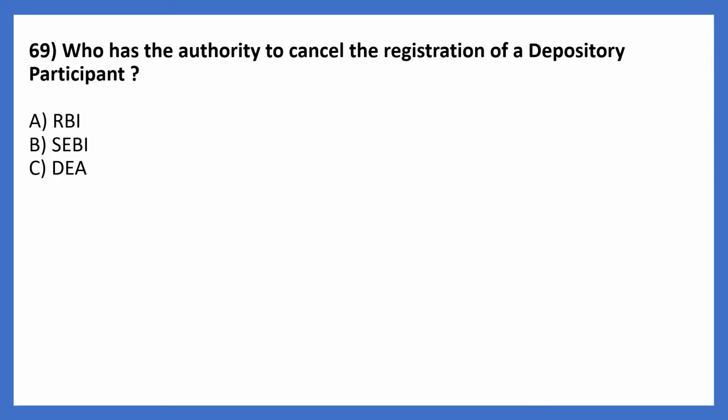Who has the authority to cancel the registration of a depository participant? Option A, RBI. Option B, SEBI. Option C, DEA. The correct answer is option B, SEBI.